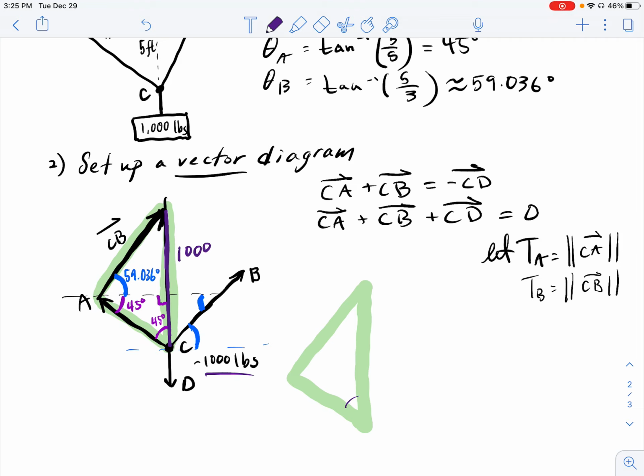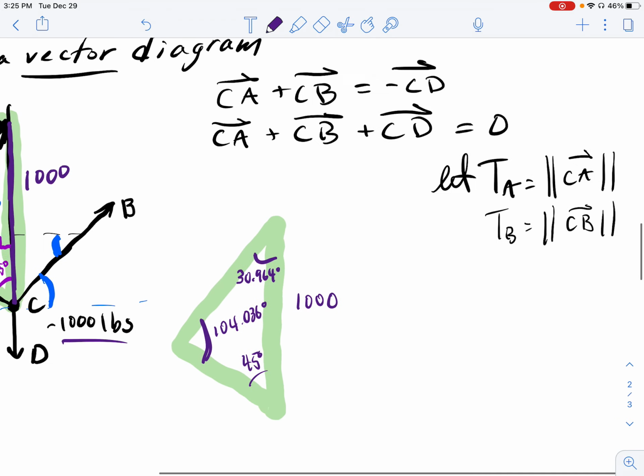We know that this angle here is 45 degrees. We know that this side length here is 1,000. We know this angle here is the sum of 59.036 and 45 degrees. If we add that up, we should get 104.036 degrees. And also now using the triangle sum theorem, or just knowing that the sum of all my angles has to equal 180, I can subtract 45 and 104 from 180, and we should get 30.964 degrees. So I've got a triangle right now with all three angles and one of the sides.